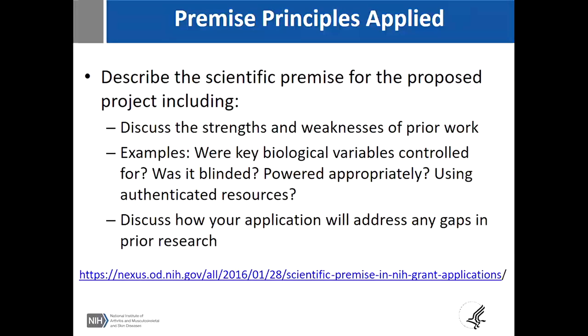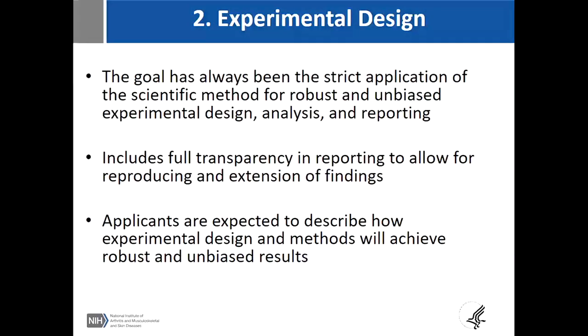And again, the goal has always been to apply the scientific method as strictly and robustly as we can. In doing that, we're going for robust and unbiased design of experiments, analysis, and reporting. It's crucial to mention that this includes full transparency in reporting to allow for reproduction and the building upon those findings. And so in applications, NIH expects that you will describe in your experimental design section what you're doing and how that will help us achieve robust and unbiased results.